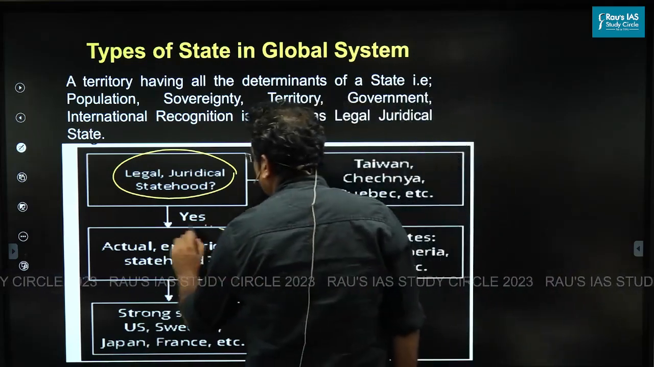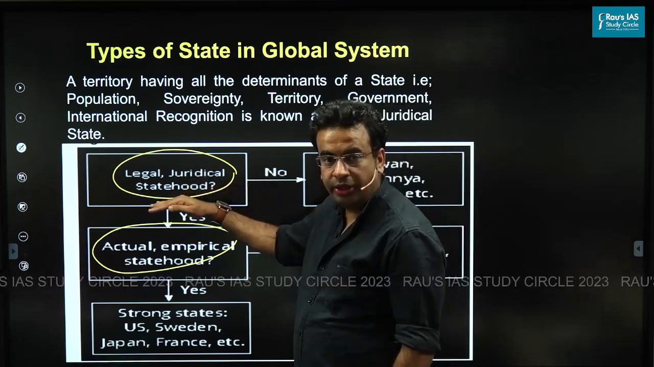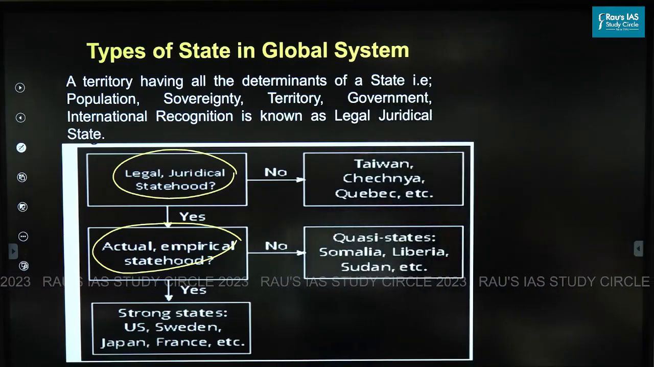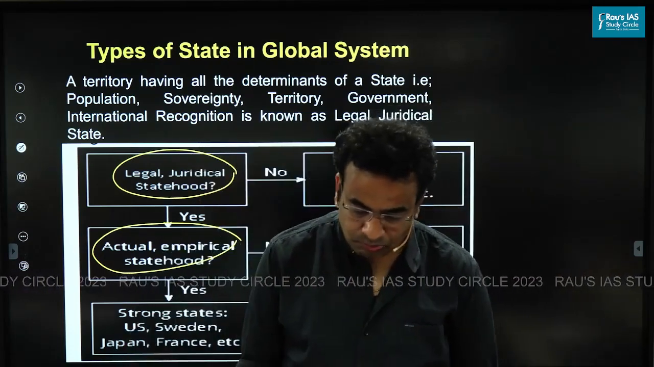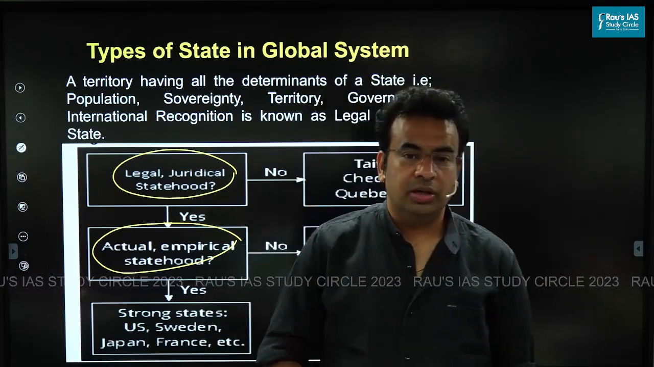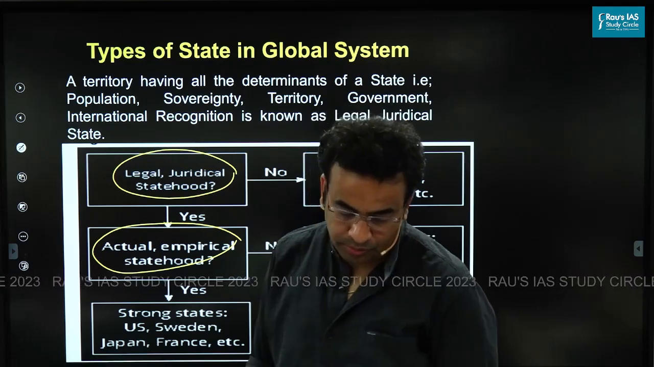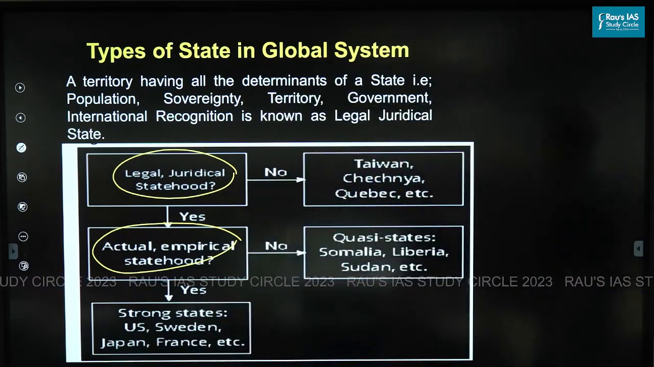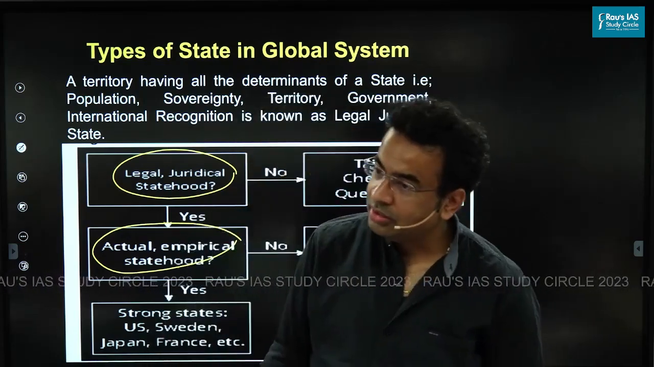And second, actual empirical states. Legal juridical and actual empirical. Which states are legal juridical? Write: a territory having all the 4 elements of state, with international recognition, are legal juridical states. So all 193 countries in the world are legal juridical.